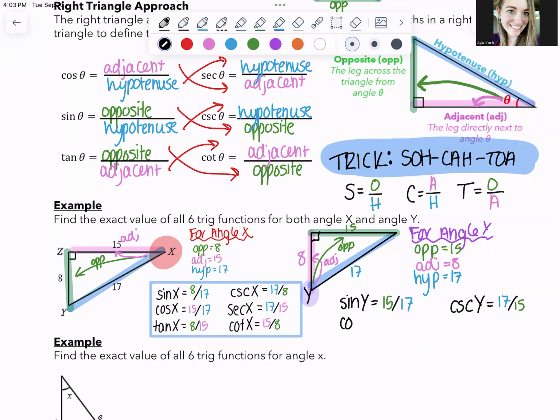Cosine of angle y, that's going to be adjacent over hypotenuse. So 8 divided by 17. Cosine's soulmate, partner in life, is secant. So secant of angle y is the reciprocal of cosine, 17 divided by 8.